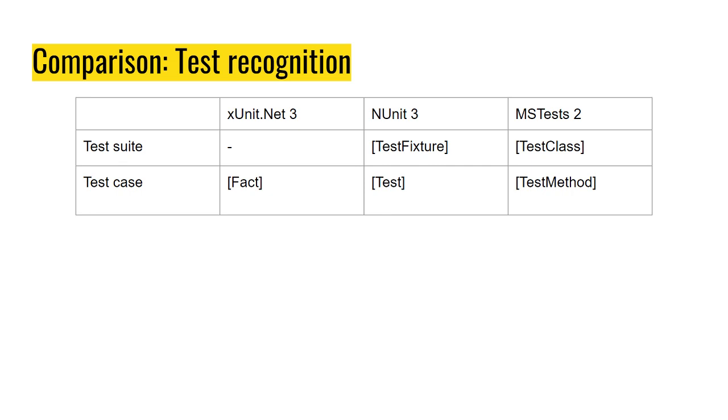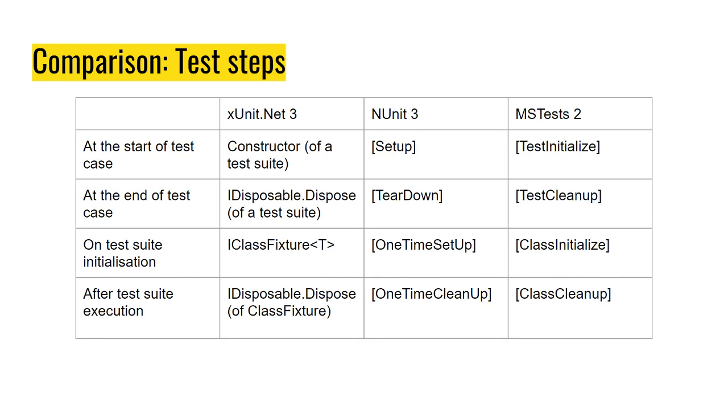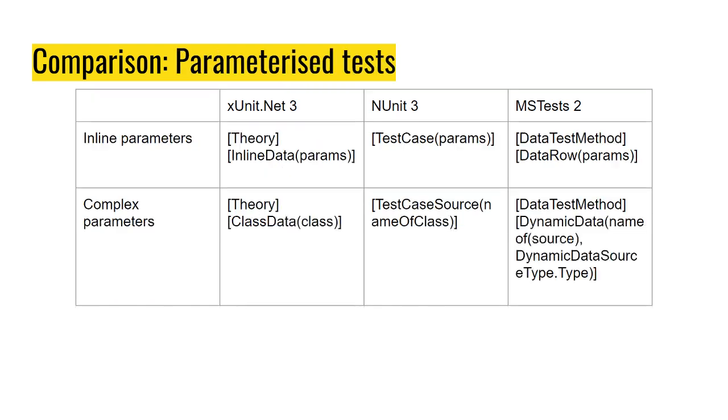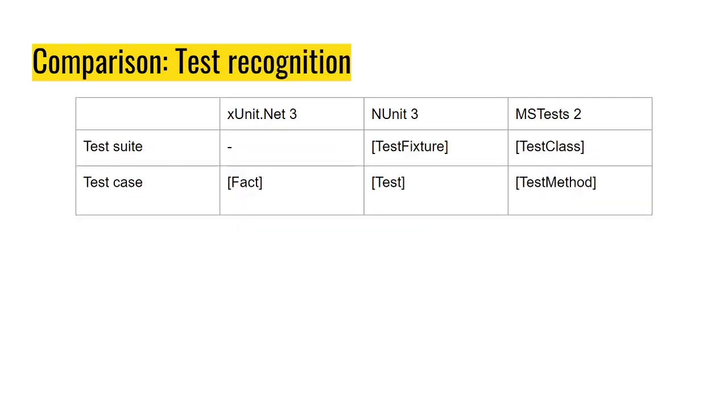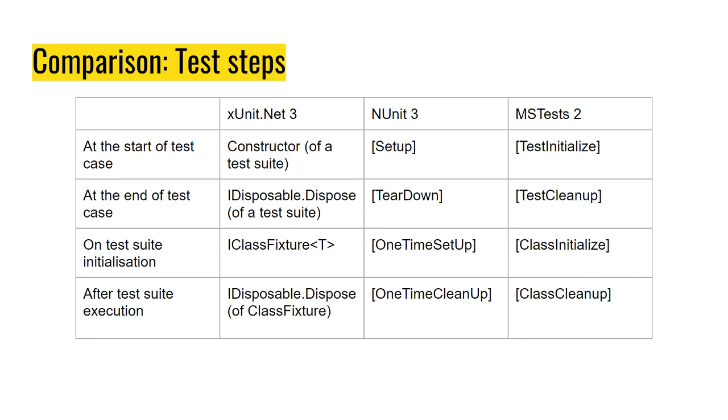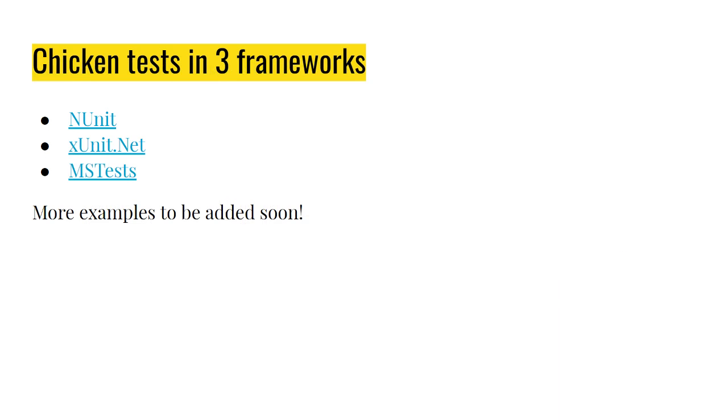Here is a chart of comparison of each test thingy of those different frameworks. So what you need to do to recognize the test, what you need to do to run those special steps of test, and what you need to do to make them parameterized. And as you can see, hands down, XUnit wins in most cases, as it is more simple and intuitive.